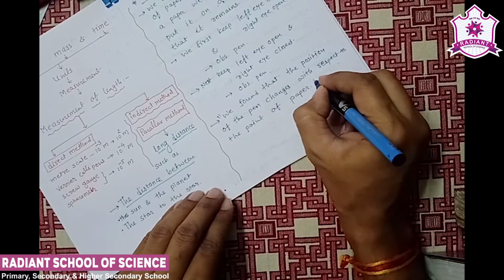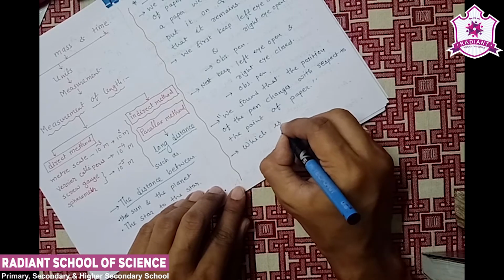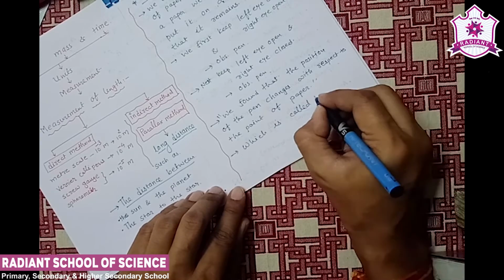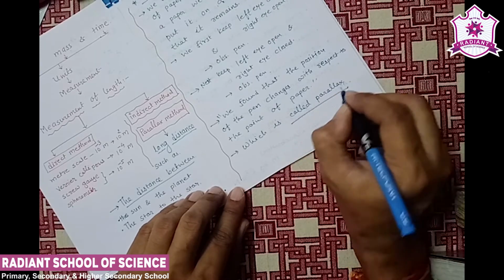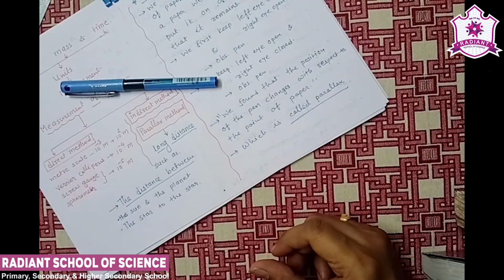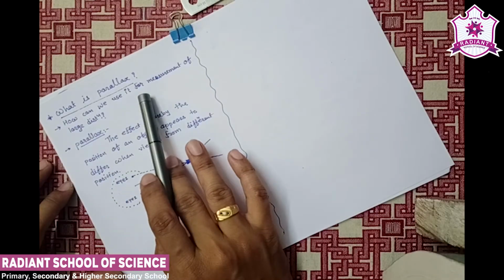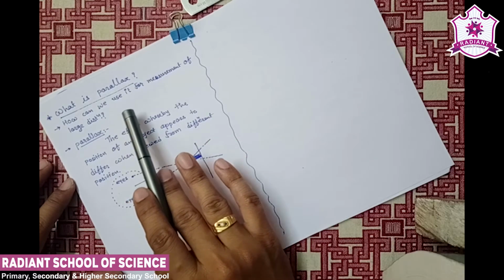So this is called parallax, and it is used to measure a large distance. So now we will check how we will use it for the measurement of large distance. What is parallax and how can we use it for measurement of large distance?